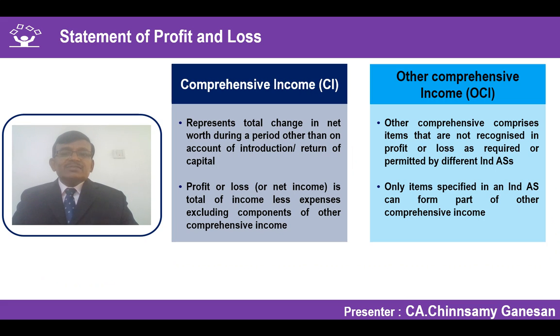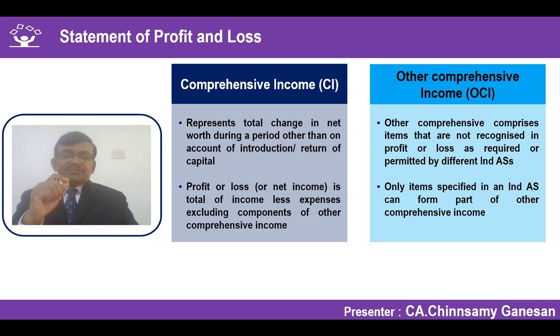As I have said, whatever is the regular income and expenditure arising from the normal course will be comprehensive income. What is not recognized in the profit and loss account and which has been permitted, this is very important, which has been permitted by a particular Ind AS. Unless an Ind AS permits this item to be classified as other comprehensive income, you cannot put all types of other unrealized gains into OCI, or other comprehensive income.